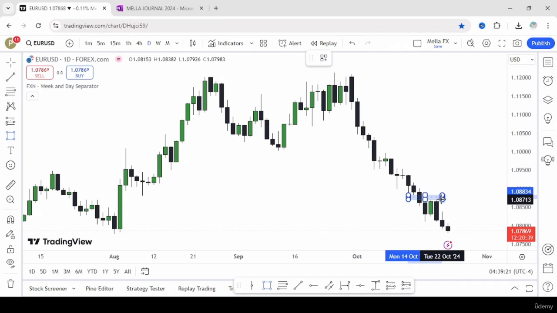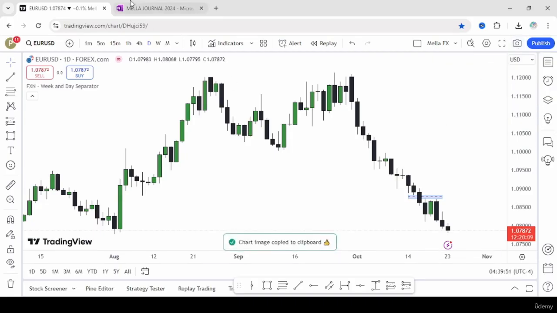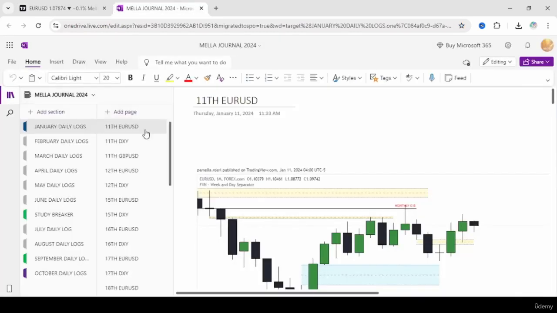So, for example, on the daily chart, we have a daily fair value gap. So you annotate. For example, it is on this day that you are trading. You can see that just from here, we have the daily fair value gap. So how I do it is I just come and take a snapshot here. When I take a snapshot, the copy image, I go back to my journal, which I've told you I use OneNote, but there are other platforms.